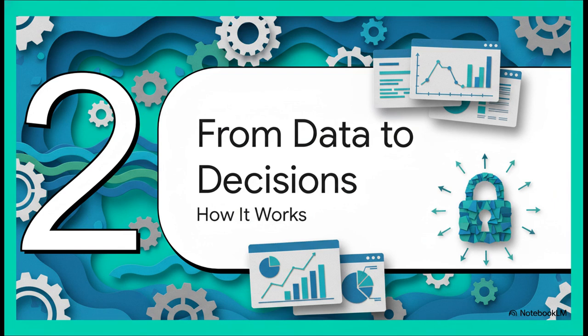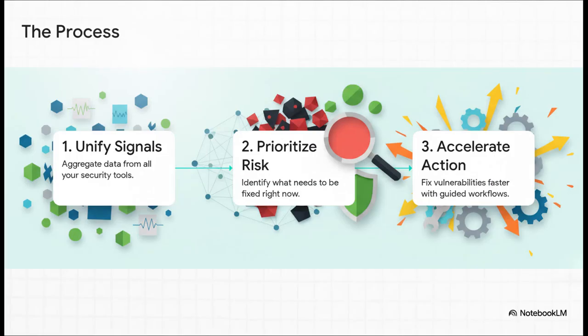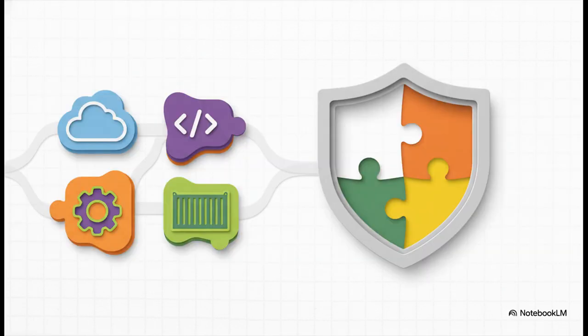That all sounds great in theory, right? But how does it actually do that? How do you go from this mountain of raw data to making clear, confident decisions? Well, the whole logic of the platform really boils down to this simple three-step process. First, you unify all your security signals. Then, you intelligently prioritize what's actually a risk. And finally, you accelerate the action to get it fixed. So let's start with step 1, unifying signals.